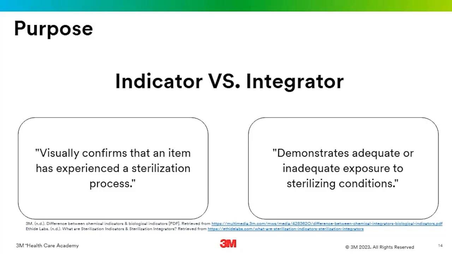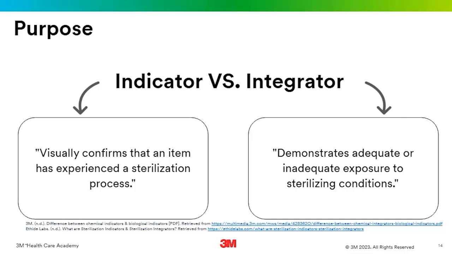Now, an indicator visually confirms that an item has experienced a sterilization process. Okay, so it's going to be some type of chemical indicator, or coupled with a biological process challenge device, and it's going to visually confirm that an item has experienced a sterilization process. Whereas an integrator, while it does demonstrate that a sterilization process has happened, demonstrates adequate or inadequate exposure to sterilization conditions. And there's a little bit of a difference between that, okay?